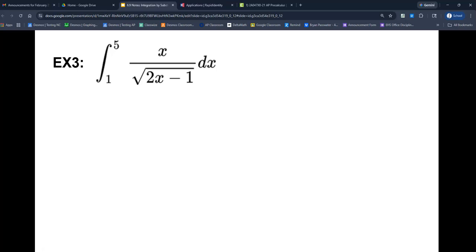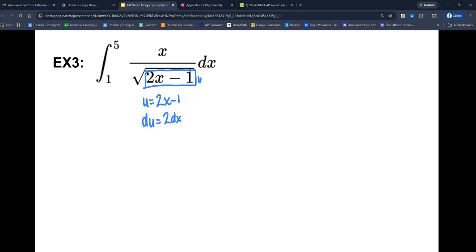So what do you guys think the u should be here? It's a 2x minus 1. That's the only thing that would work. So u is going to equal 2x minus 1. I realized the last problem was also 2x minus 1, wasn't it? It's not always 2x minus 1. I picked the same thing here again. And then du would just be 2 dx.